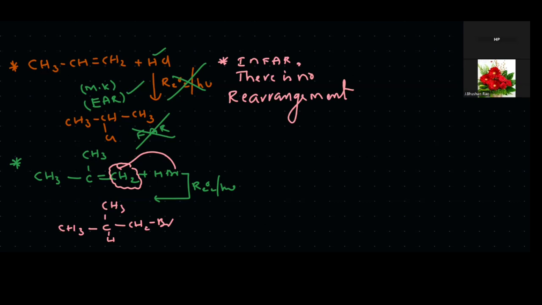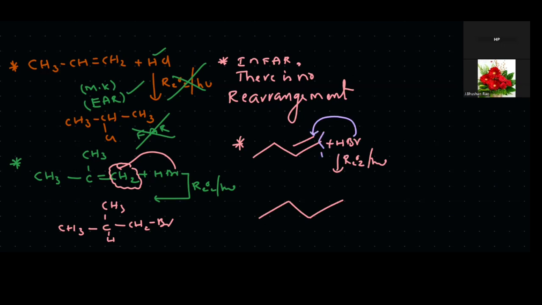Suppose this is the 1-butene molecule. When 1-butene reacts with HBr in the presence of R2O2, h nu, what happens? The bromine free radical always attacks the carbon with more hydrogens. Here this one has 2 hydrogen atoms, here only one. So more hydrogens here, so add bromine here and hydrogen there. This is the final product. Okay, like this. And another example.